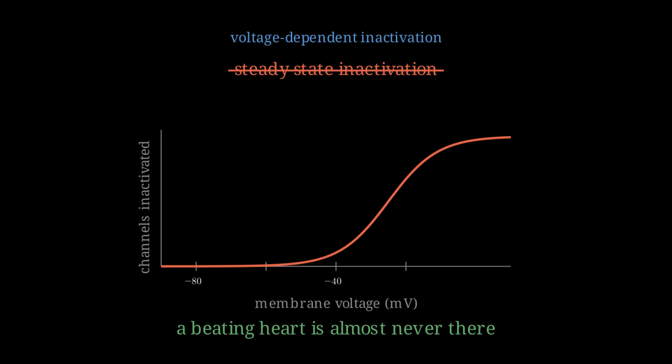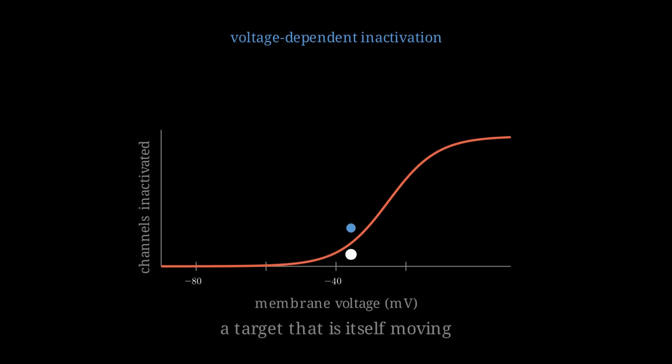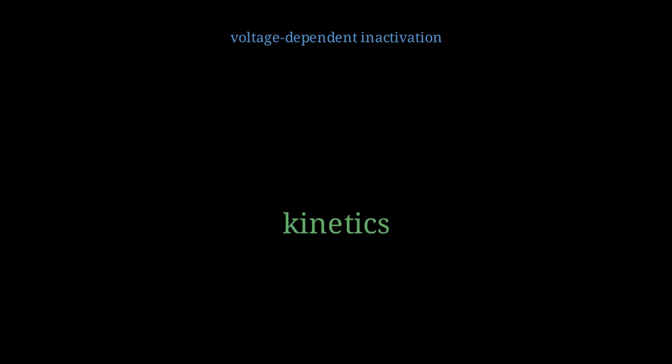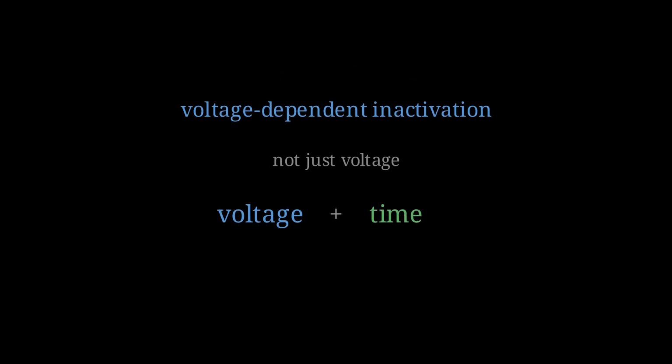But the beating heart is almost never at steady state. Rather, its voltage is constantly changing, so the channels are always moving toward a target that is itself moving. And the speed of that response is what we mean by channel kinetics. The important takeaway is that voltage-dependent inactivation isn't just dependent on voltage, but also time.